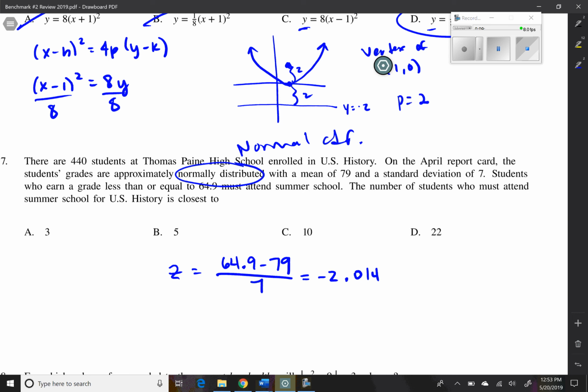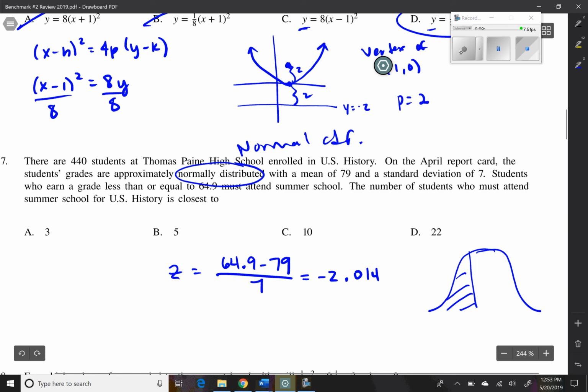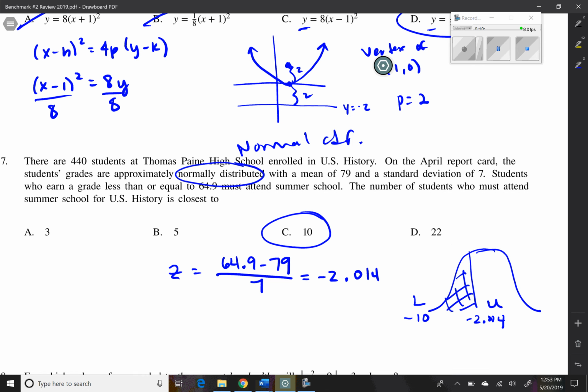Now, I want to know the students that have to attend summer school. So that would be the people below this number. So if I take my normal CDF and find the percentage that's between -2.014 and goes down to -10, if I normal CDF those two numbers as my lower number and upper number, we wind up getting an answer here of about 22%. Sorry, 10%. I typed it in wrong. So we want getting about 10% of my data falls below that number.